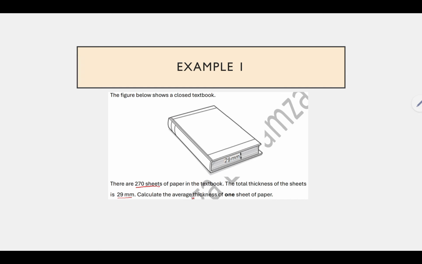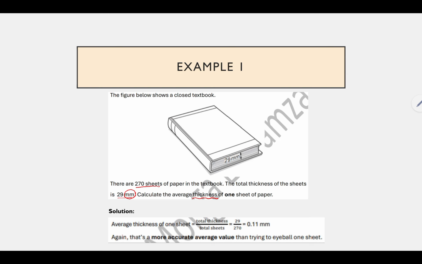What am I calculating? The thickness. So I'm going to put the thickness up and the number of sheets down. So the thickness is 29 millimeters and the number of sheets is 270 sheets. When I get the answer, do I put it in millimeters or centimeters? Let's look at the value. It's in millimeters, so I have to put it in millimeters. It's as easy as that. So the answer, I'm going to put 29 over 270, which is 0.11 millimeters.